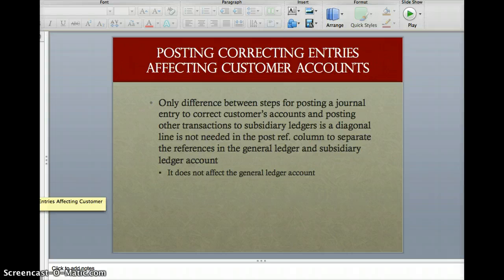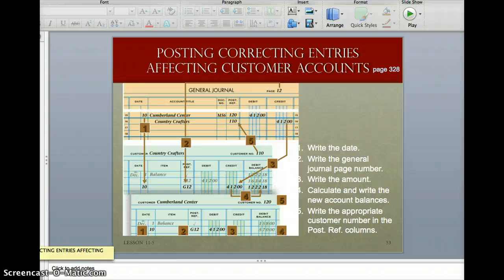The only difference between the steps for posting a journal entry into the correct customer's accounts and posting other entries into the subsidiary ledgers is that diagonal line. You don't need that diagonal line in the post reference to separate the references in the general ledger and the subsidiary, simply because it doesn't affect the general ledger account. In other words, accounts receivable, the total, was still okay. So this is how you do it.